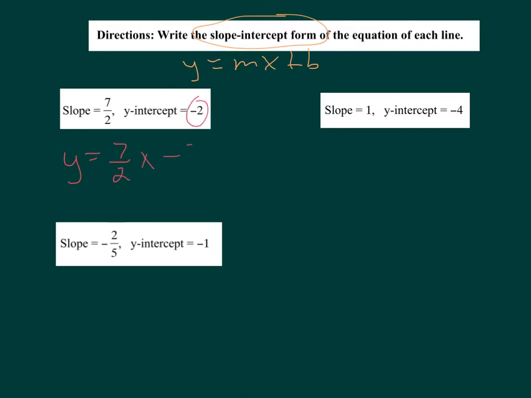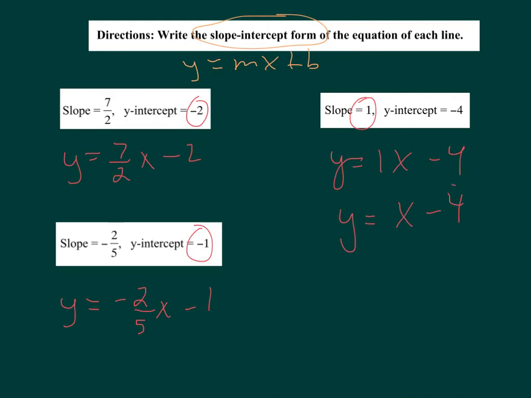Y-intercept is -2, so that's -2. On this next one, y equals -2/5 x. Y-intercept is negative, -1. And the last one, slope is 1, so y equals 1x minus 4, but most teachers would prefer y equals x minus 4. The 1 is out there, it's implied, so we don't need to write it.